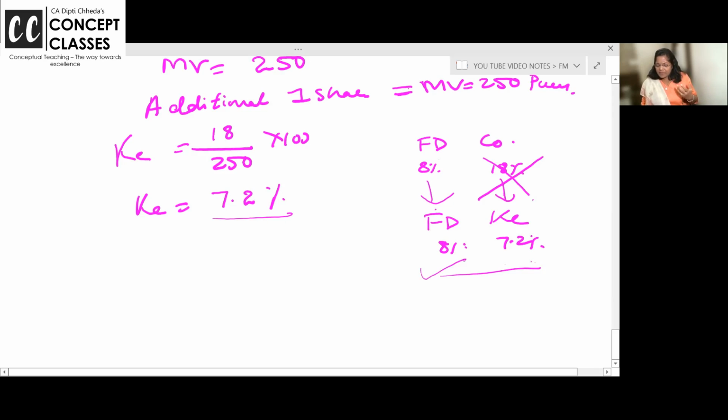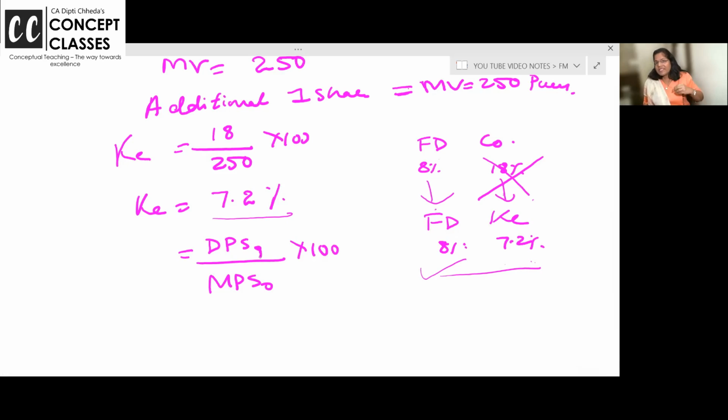So then which one is better? FD, right? So what is the formula for K? DPS0, they call it, or DPS1, whatever, dividend, divided by the market price, MPS0, market price right now, into 100. DPS1, what is the dividend you are going to get in the future? 18%. What is the market value at which you have purchased the share? 250 into 100. So this is your K.